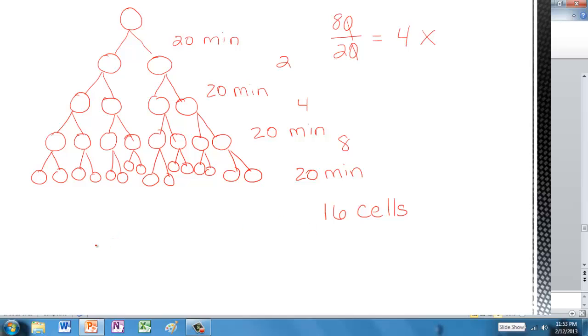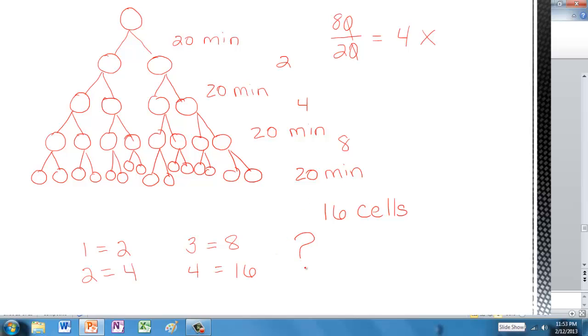So you can see that after every cell division, when you're doing binary fission, you end up with twice as many cells. So the first cell division, we ended up with 2. And then after the second cell division, we ended up with 4. After the third cell division, we ended with 8. And after the fourth cell division, we ended with 16.